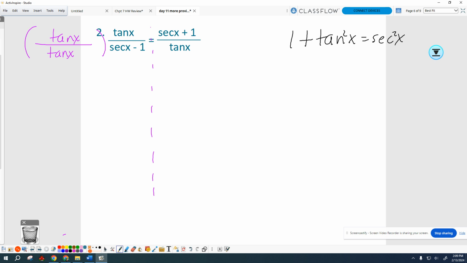Since I can't do what Elon wanted to do and cross multiply, I need to just work on one side. This side had a tangent in the bottom, so how do I get one there? I force it. I'm going to multiply by tangent over tangent. When I do that, up top, I get tangent squared. Do not multiply these out, just leave it factored.